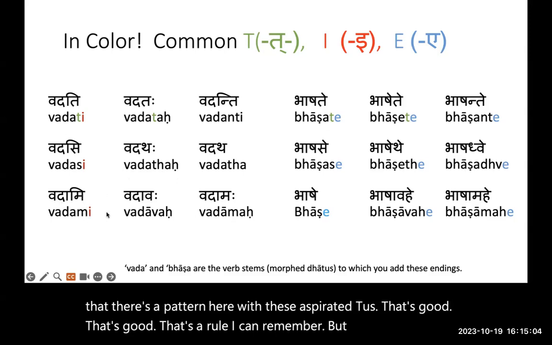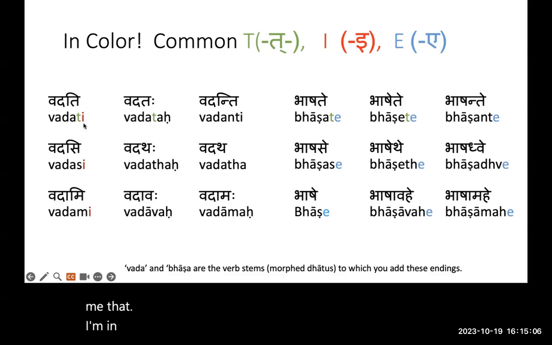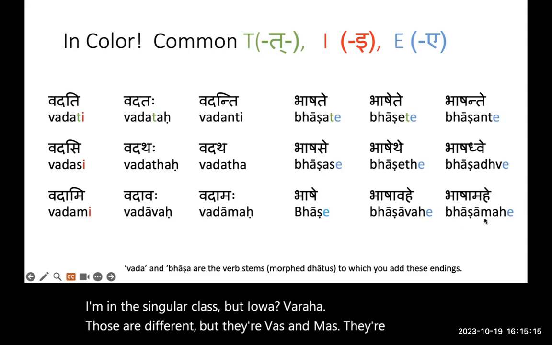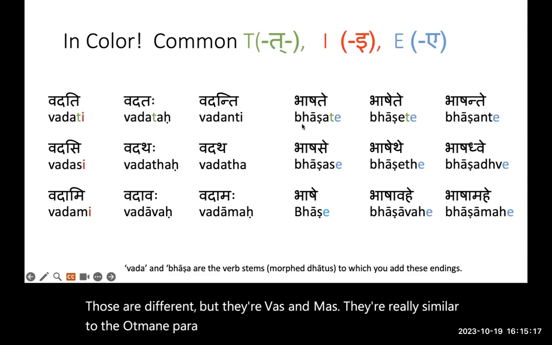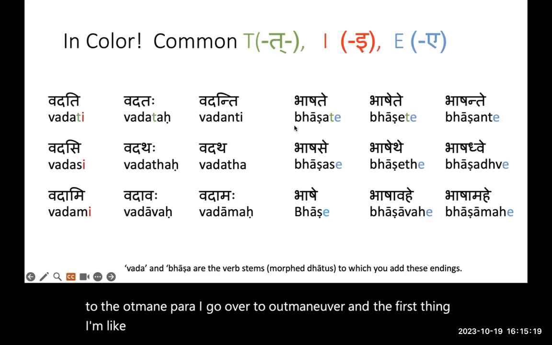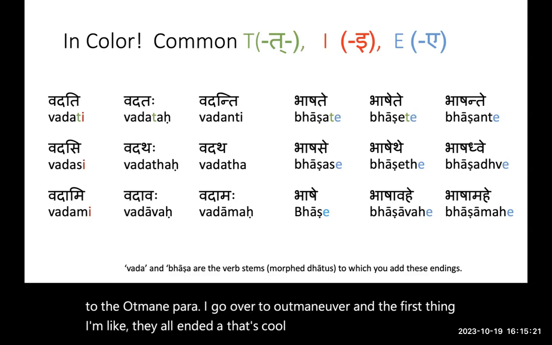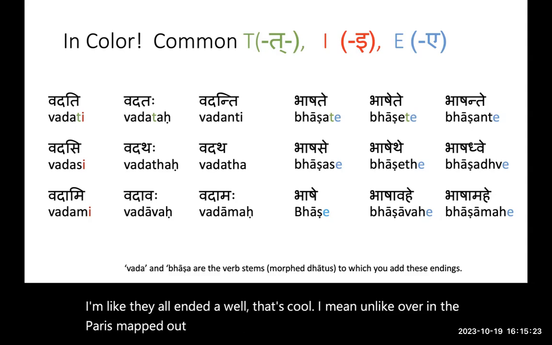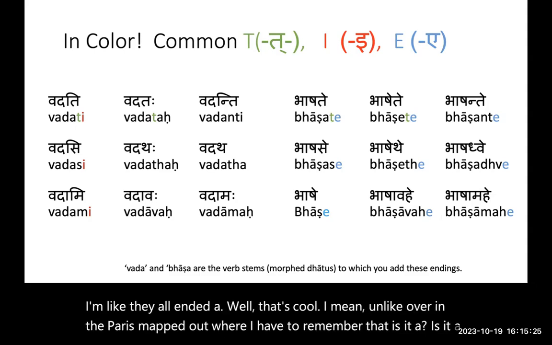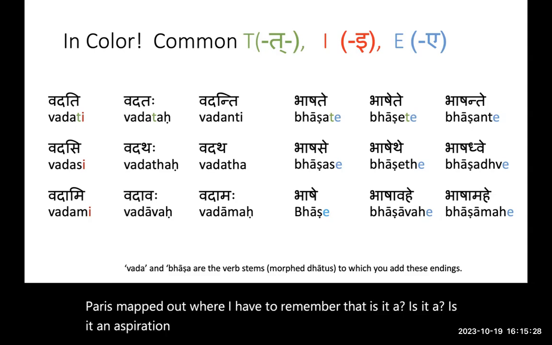Vadami. Okay, I tells me that I'm in the singular class. Vadavah, vadamah. Those are different, but they're vas and mas. Oh, they're really similar to the Atmanepada. I go over to Atmanepada, and the first thing I'm like, oh, they all end in A. Well, that's cool. I mean, unlike over in the Parasmaipada, where I have to remember, is it a ta? Is it an aspirated? Or is it a ha? What's it going to be?